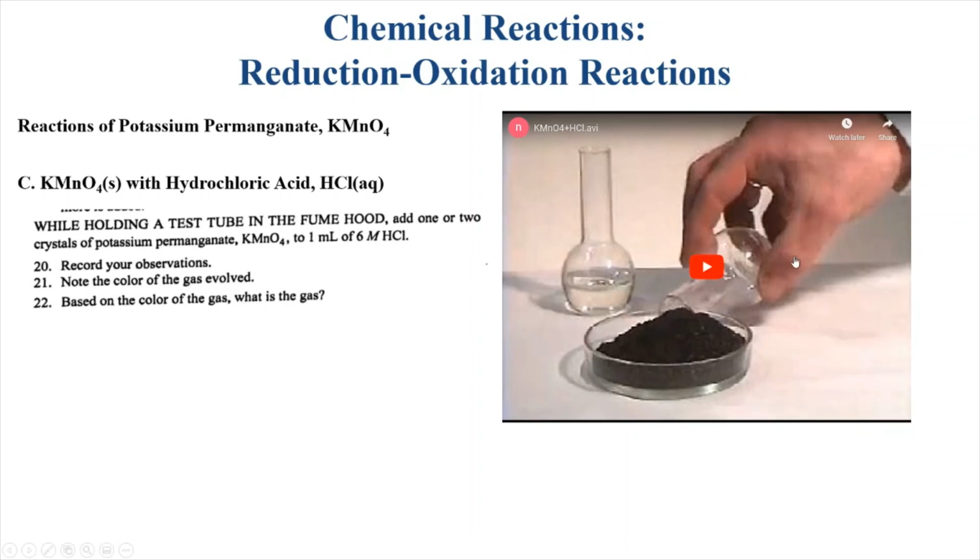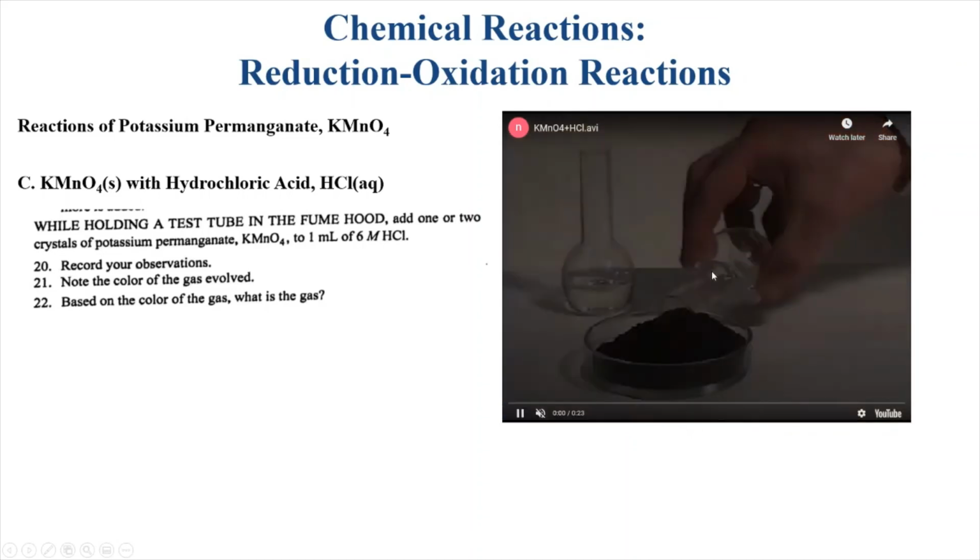hydrochloric acid. Now in the video, because you aren't doing this and we're doing this, we add a little bit more than just 1 or 2 crystals to really show you the product so that you can see it clearly. Normally you would just add 1 or 2 crystals and it would give a reaction. In this case, we're going to scale it up a little bit to make the reaction a little bit more obvious.